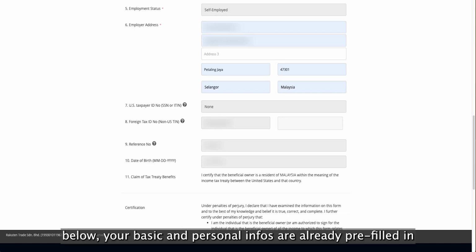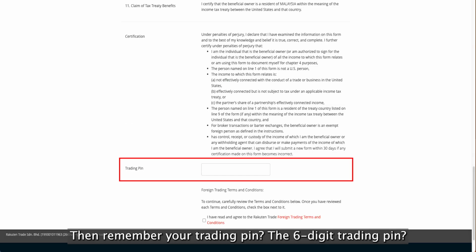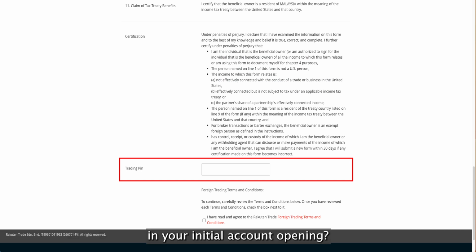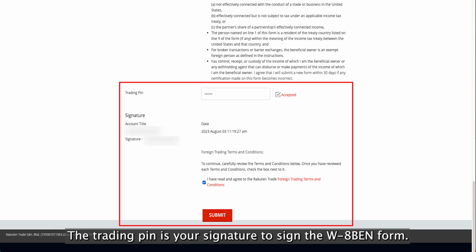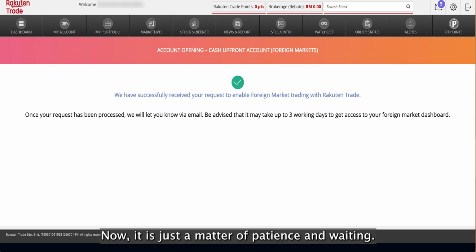Then further down below, your basic and personal info are already pre-filled from your initial account opening. Then remember your trading PIN, the 6-digit trading PIN, which you created earlier in your initial account opening. Key in here to certify the W8BEN form. The trading PIN is your signature to sign the W8BEN form. Then also check the foreign trading terms and conditions below. Then click submit. So now it is just a matter of patience and waiting.